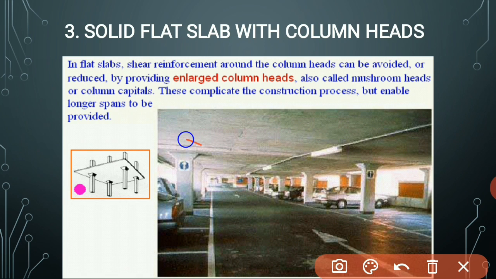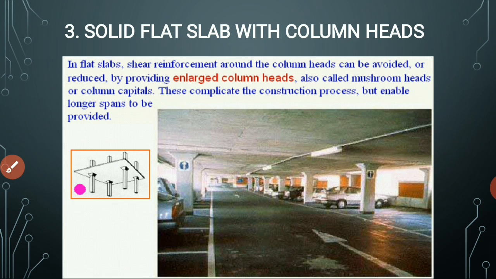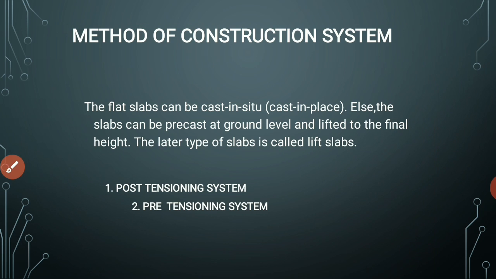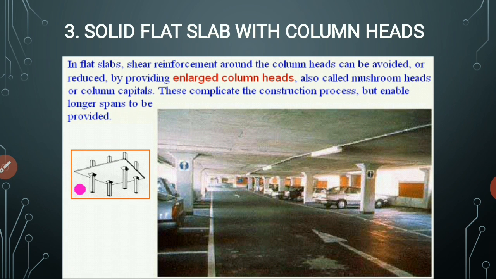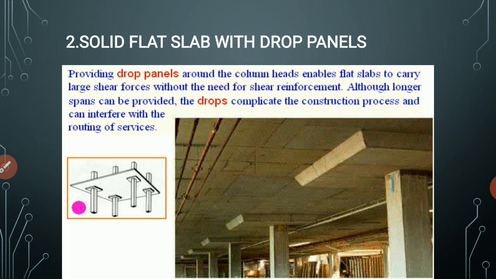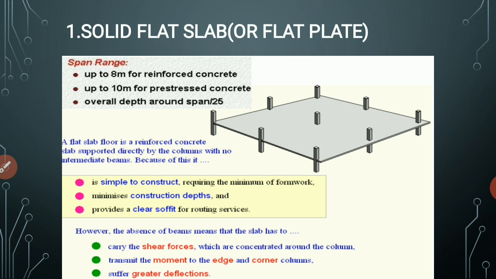So this enlarged portion at the top of the column is called column drop or column head or column capital. Okay, this may be asked for MCQ. So this is the flat slab. It doesn't have any beam. The load of the slab is directly taken by the column. So we'll see this part one by one.